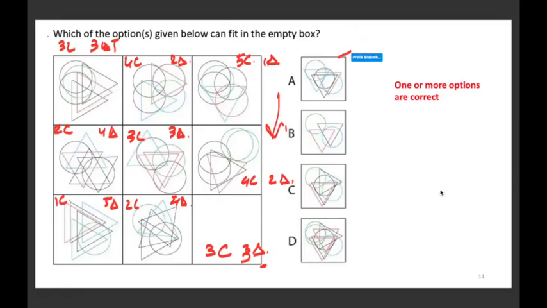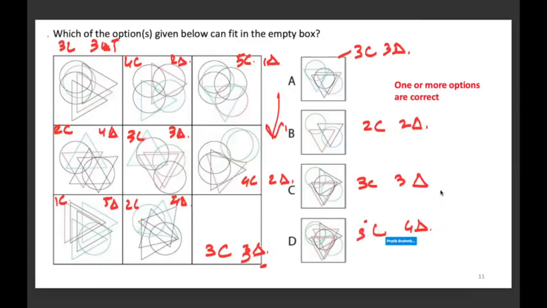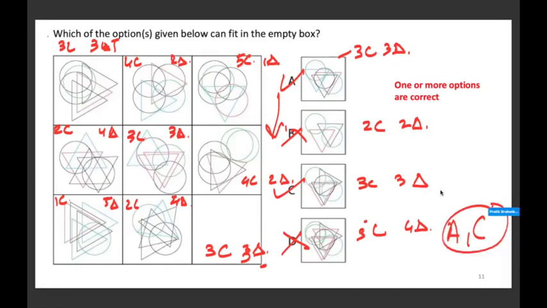Option A has 3 circles and 3 triangles. B has 2 circles and 2 triangles. C has 3 circles and 3 triangles. Option D has 4 triangles and 3 circles. So D is wrong, B is also wrong, A and C are the right answers. We'll move to the next one.